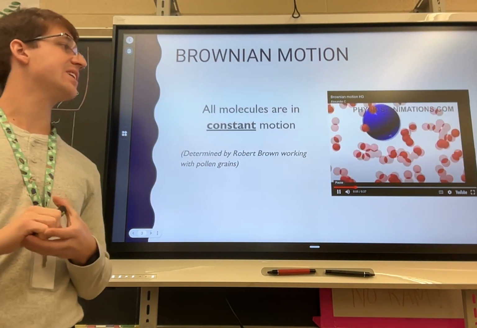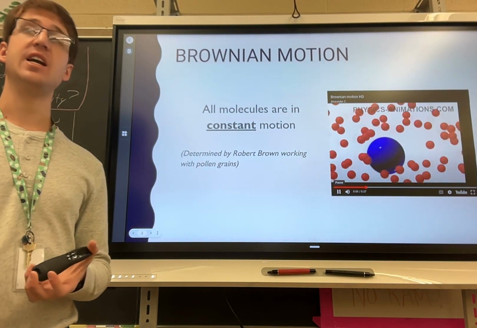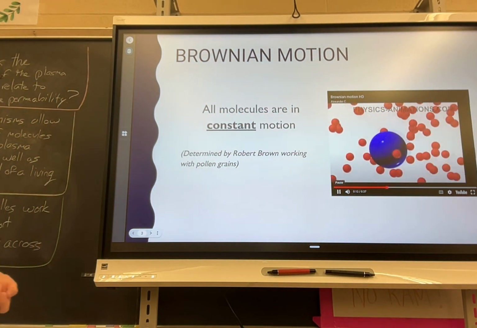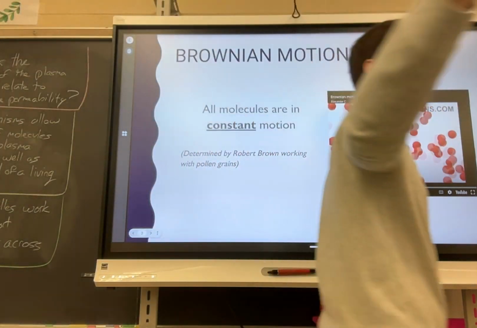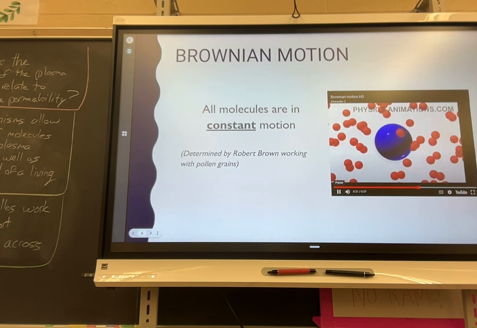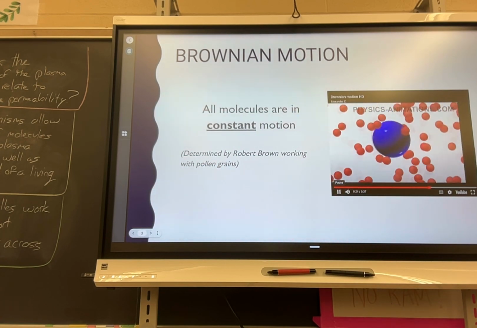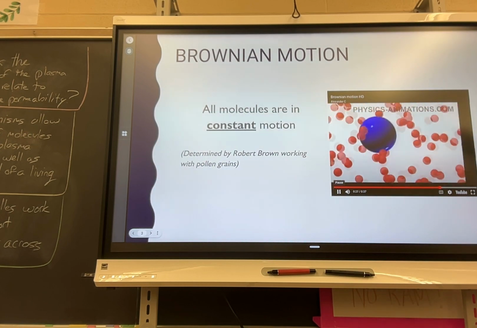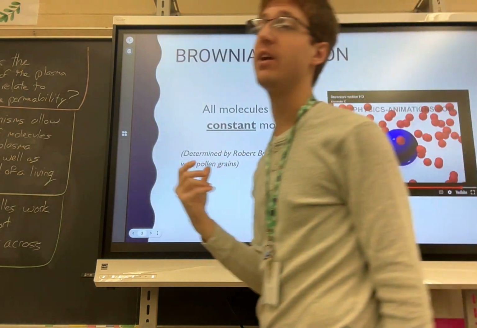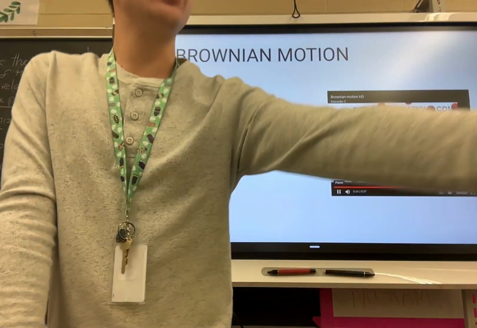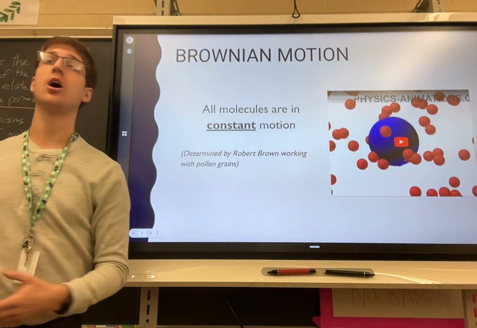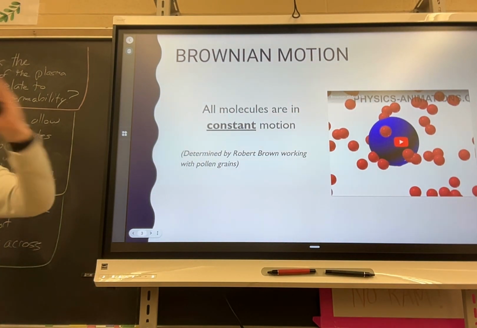Brownian motion states that all molecules, even the most solidly packed ice particles, all of those, are in constant motion. So your desks are in constant motion. All of the particles in your body are in constant motion. The gas around you is in constant motion. It can range from bouncing around the walls to vibrating in place. They're still moving around. So you saw in this that the particles spread out because, again, they're in constant motion. They're going to move slowly, but they're going to spread out.